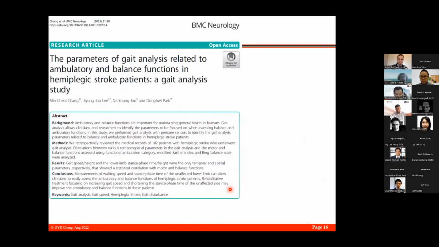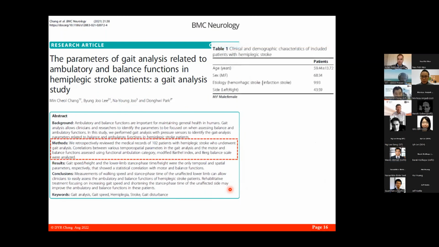So the next, another study I wanted to share is, of course, doctors and biomedical engineers, they recruited subjects to go for gait analysis. So this is a study from a group from Korea, right? They retrospectively reviewed the medical records of 102 patients with hemiplegic stroke who underwent gait analysis. So what they were trying to look into is, of course, correlations between various temporal spatial parameters. All right, so of course they have it with other scores as well.